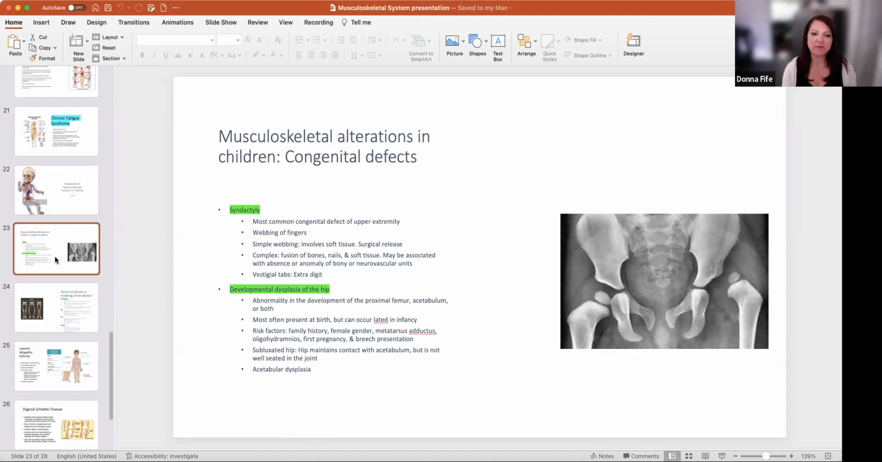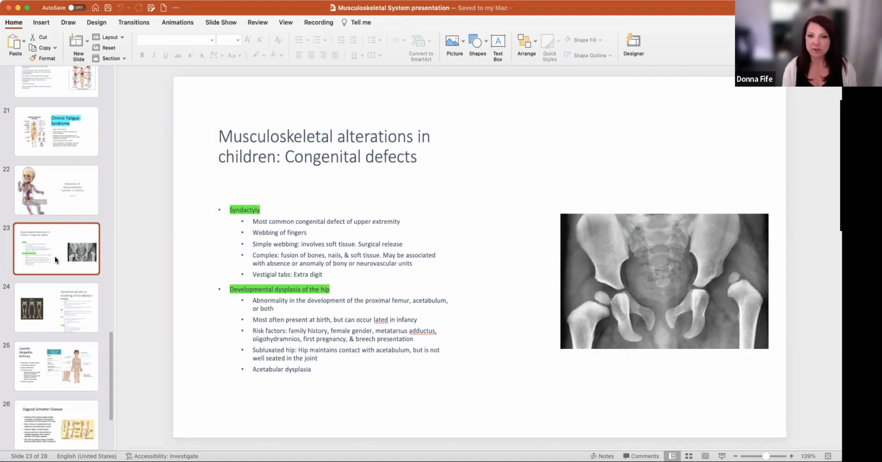Simple webbing involves soft tissue, which can be treated with surgical release. Or it can be more complex, where there's fusion of bones, nails, and soft tissue. This may be associated with absence or anomaly of bone or neurovascular units. And there can be vestigial tags, which is an extra digit.